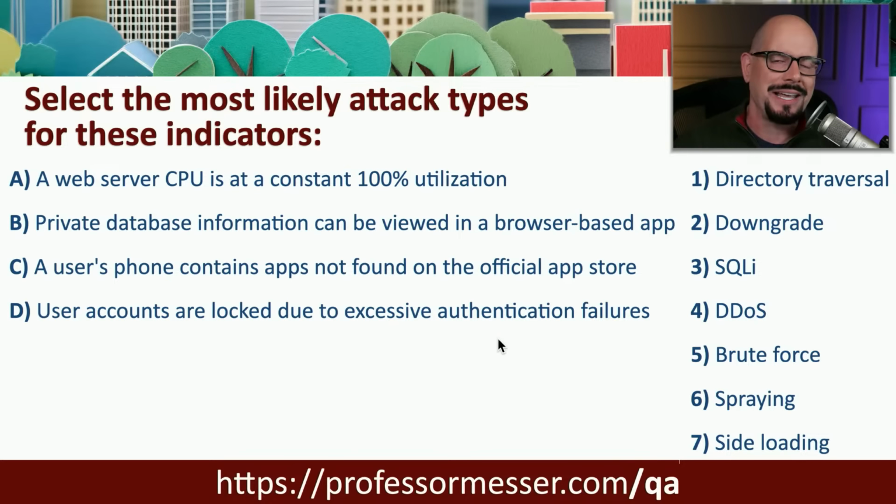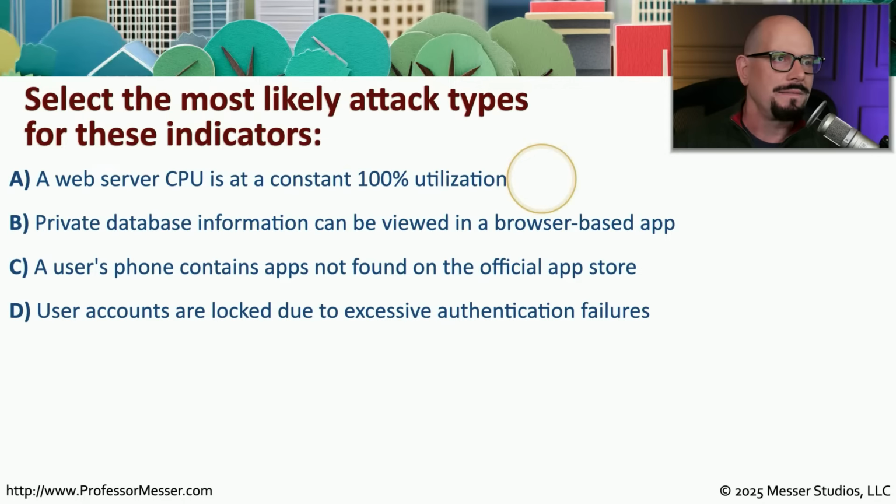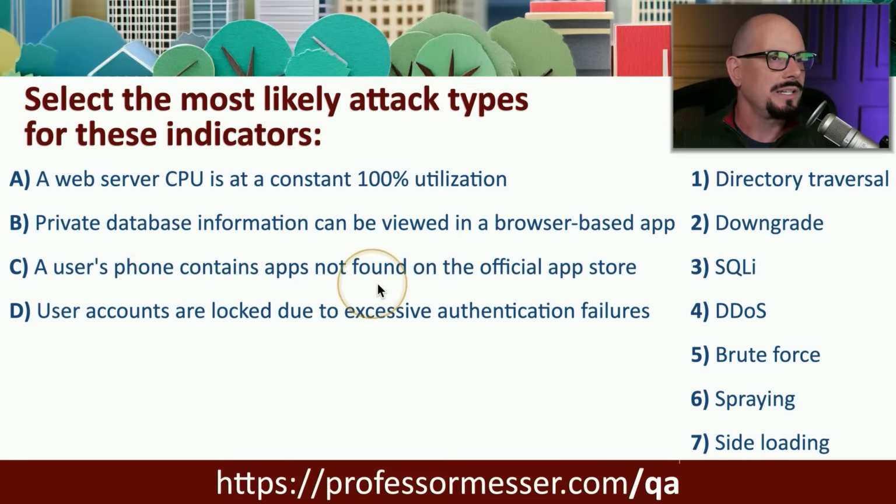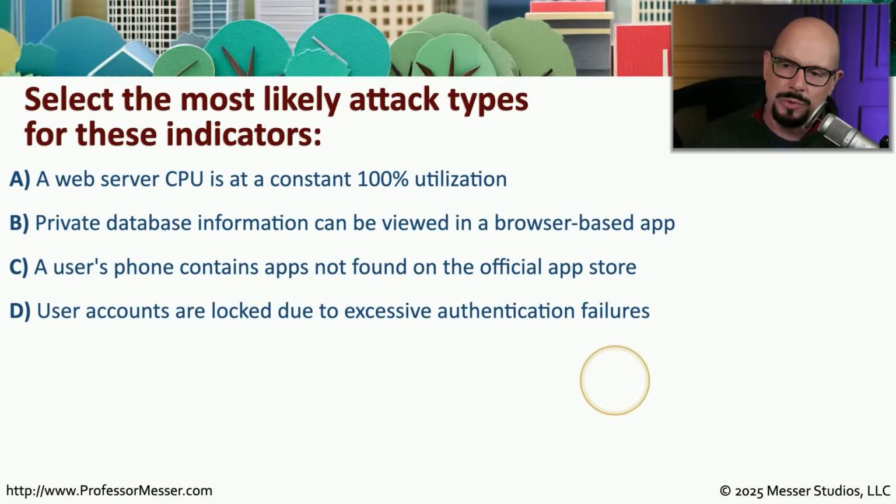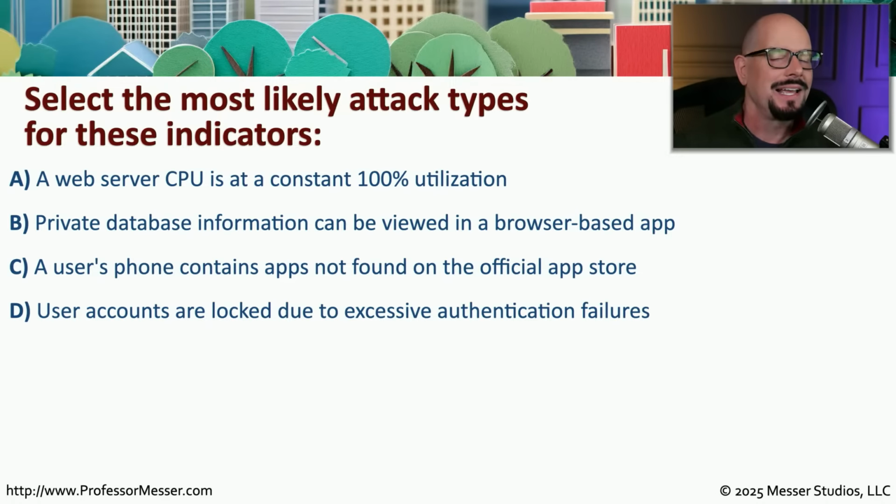Let's see how you did with this question. Again, I wanted you to select the most likely attack types for these indicators. The indicators are a web server CPU is at a constant 100% utilization. Private database information can be viewed in a browser-based app. A user's phone contains apps not found on the official App Store, and user accounts are locked due to excessive authentication failures. Are these directory traversal, downgrade, SQLi, DDoS, brute force, spraying, or side loading? Let's step through each one of them and see what I think it is, and then you're going to tell me what you think it is. Well, you're not really going to tell me.